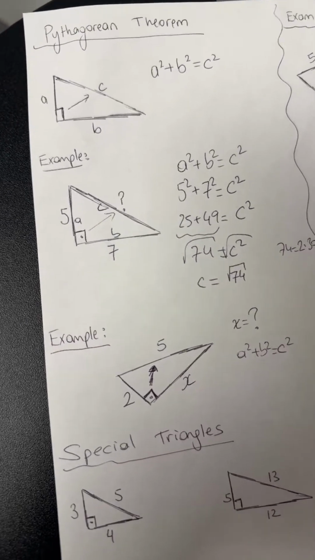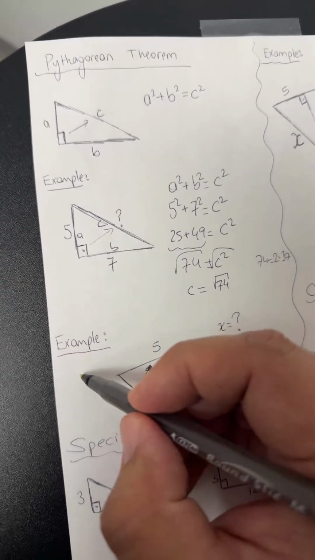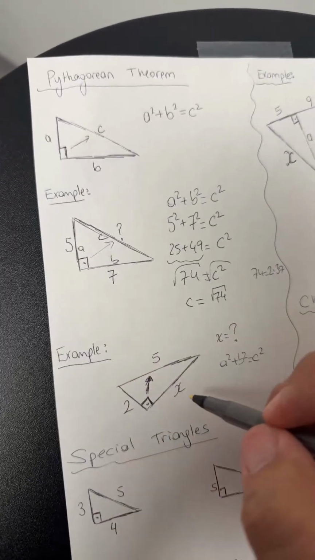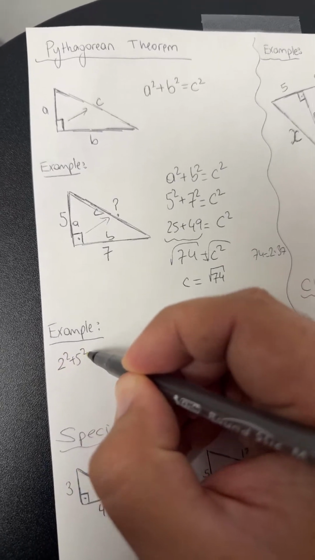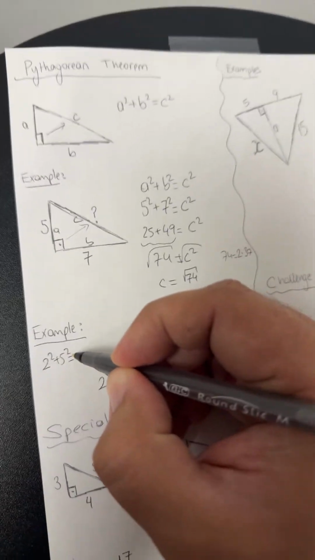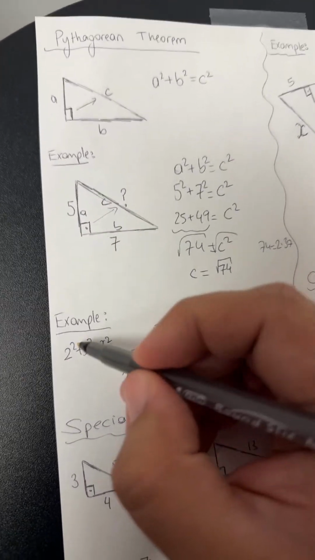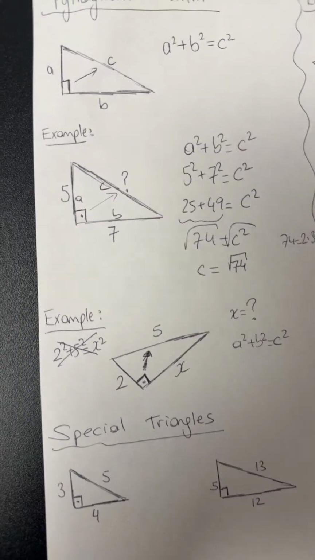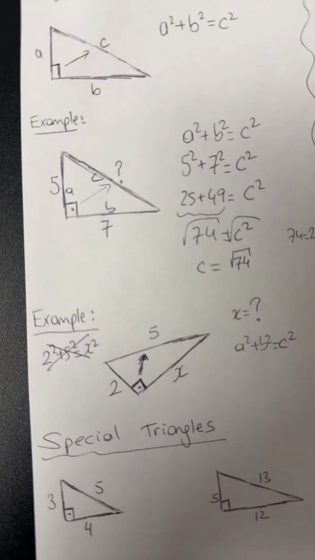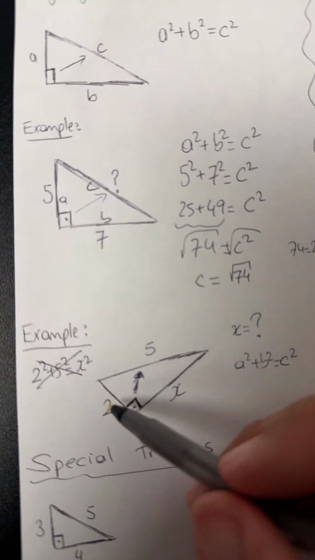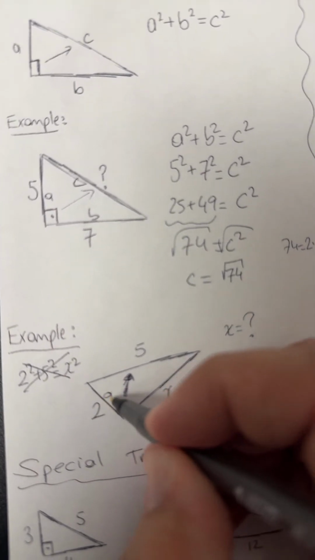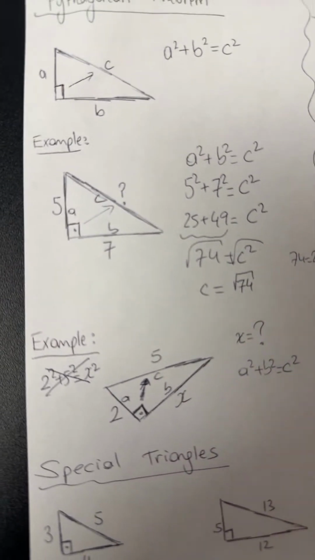So a common mistake here is, I see a lot of students are doing 2 squared plus 5 squared is equal to x squared, which is totally incorrect. Remember, the side opposite to 90 is C. And the other two are A, B. So this is A, this is B, and this is C.